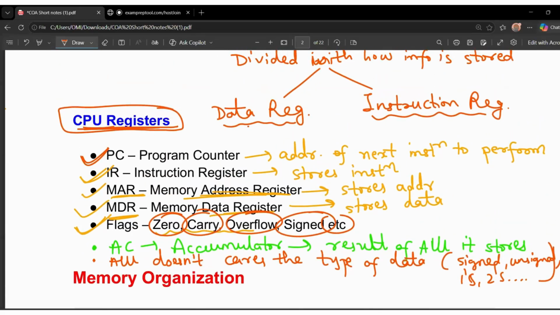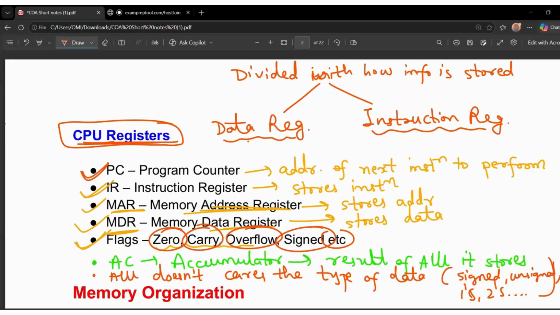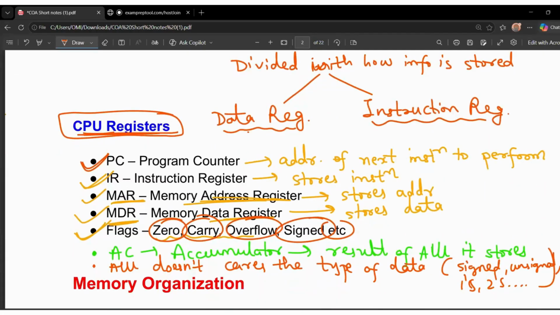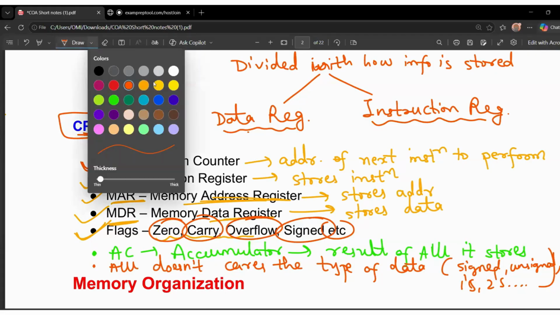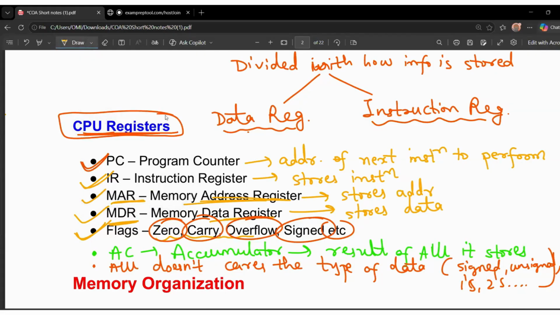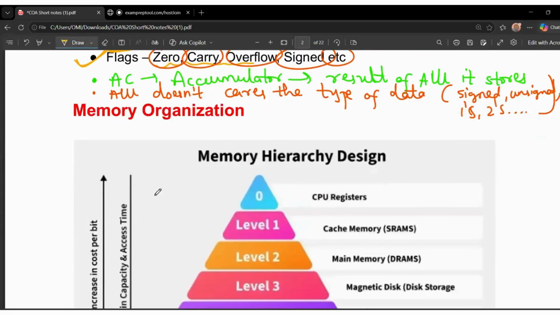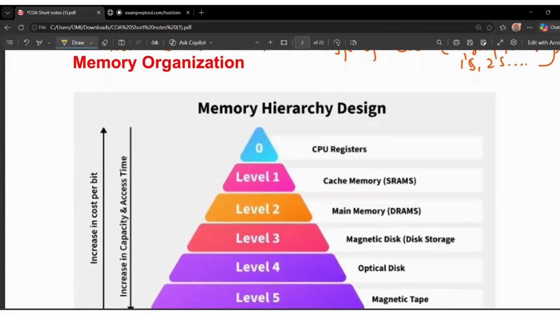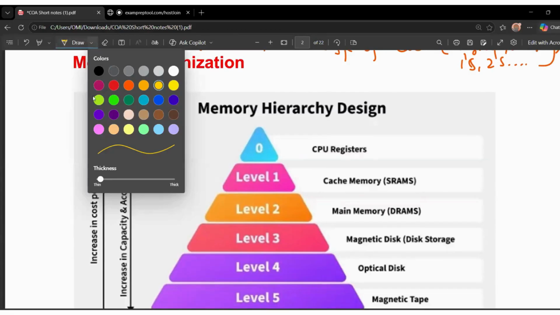So we have seen the different types of registers, which you have to remember. And now proceed further. We have seen the memory organization.